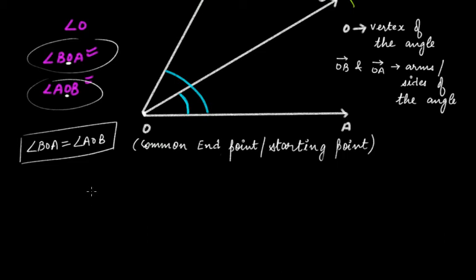So let's assume that we have three rays. So we have these two rays. This is O, this is A, and this is B. And let's say that we have another ray, and that is C. So OA, OB, and OC.